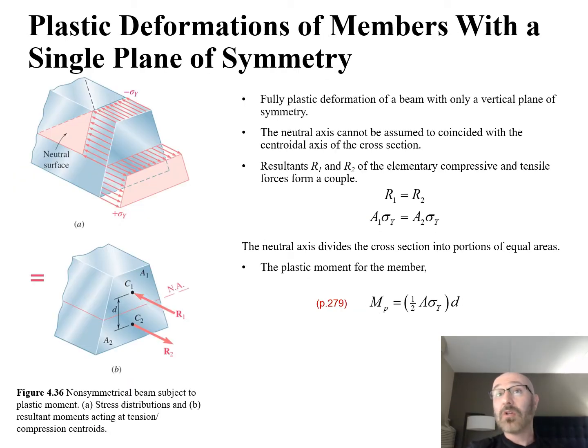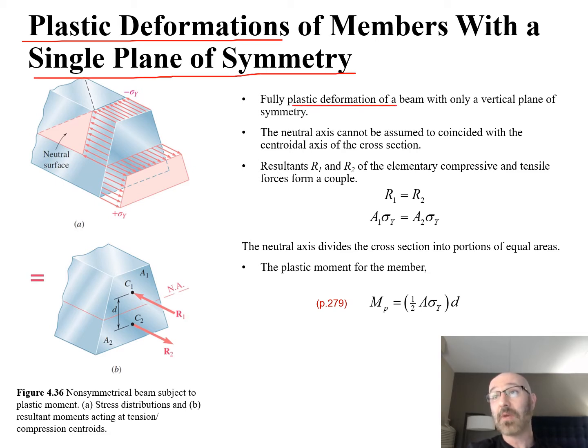Next I want to take a look at plastic deformations of members with a single plane of symmetry. What we're looking at here is fully plastic deformation of a beam with only one vertical plane of symmetry. For this case, the neutral axis cannot be assumed to coincide with the central axis of the cross section. We can see our neutral surface in part A, a non-symmetrical beam subject to a plastic moment.